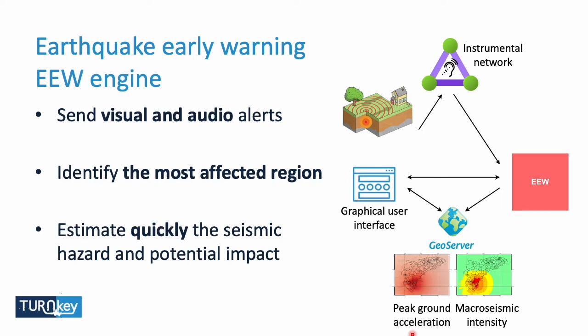And then here we will have two different maps that can be sent to the graphical interface through the server, in terms of peak ground acceleration, but also in terms of macroseismic intensity, which is the easiest way to understand the level of intensity produced by an earthquake.